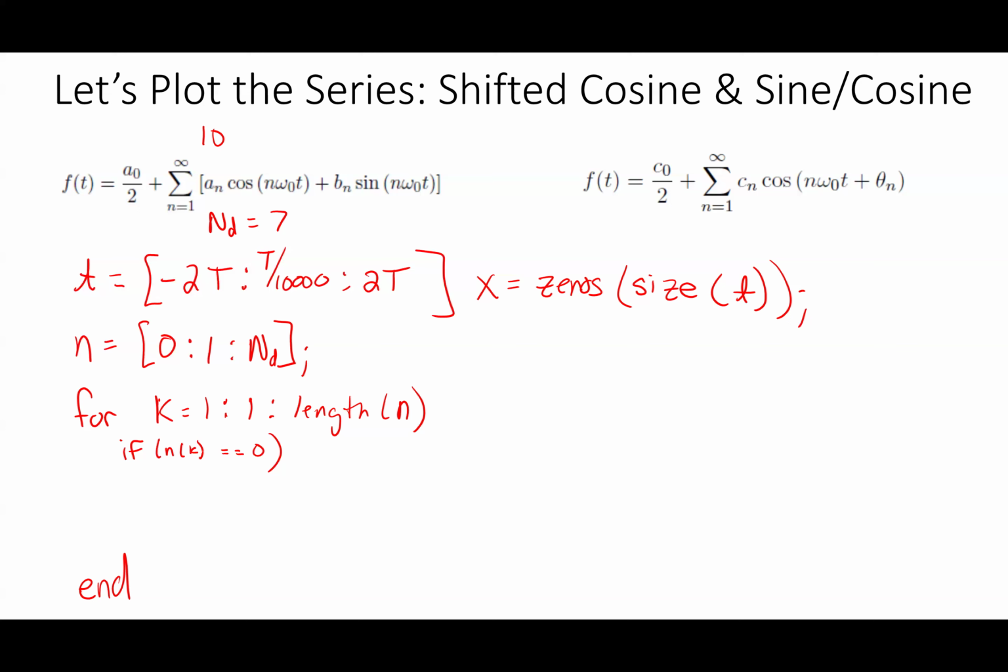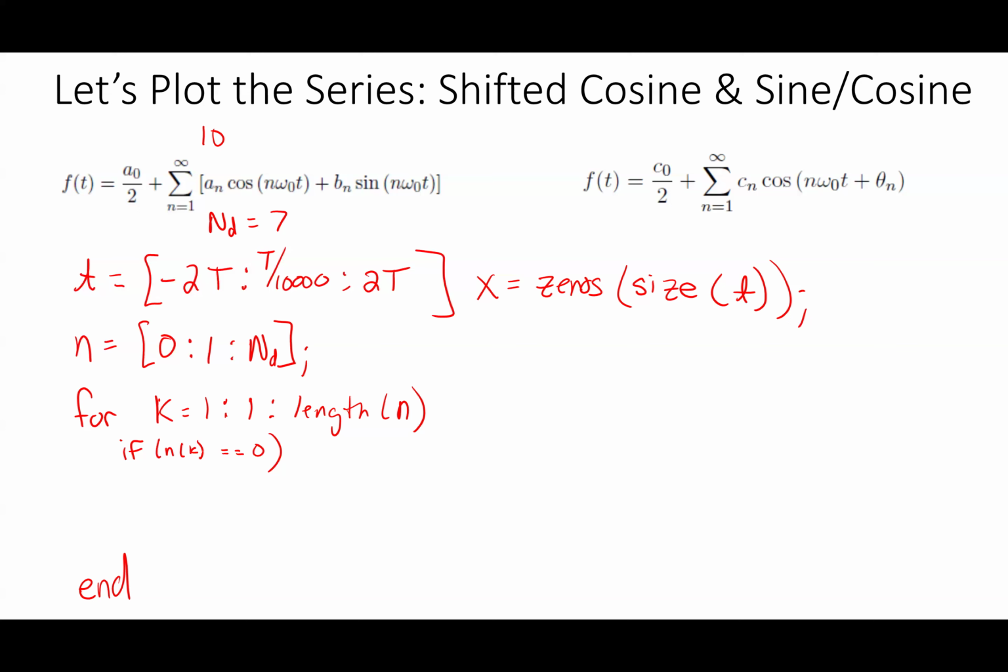For any other value, what would I do? Well, I take whatever X currently is, and I add to it the next entry. Because remember, that's what the summation does. When n equals 1, you add in all the terms for n equal 1. When n equals 2, you add in all the terms for n equals 2. When n equals 3, you add in all the terms for n equals 3. So what would I put in here?